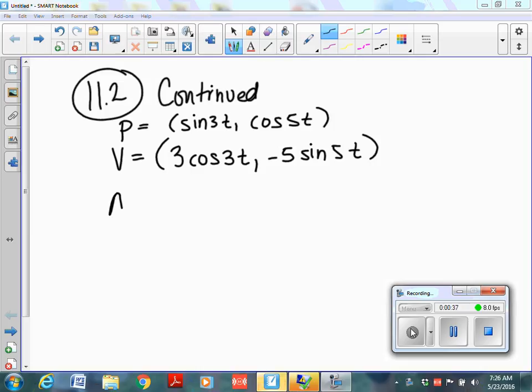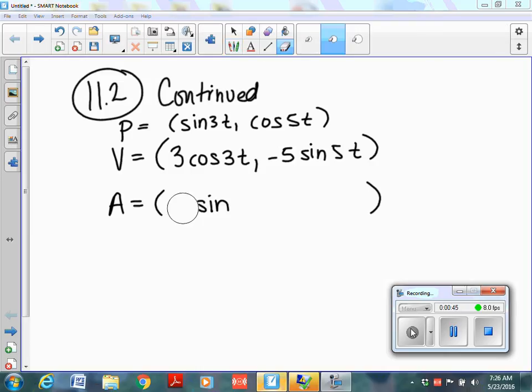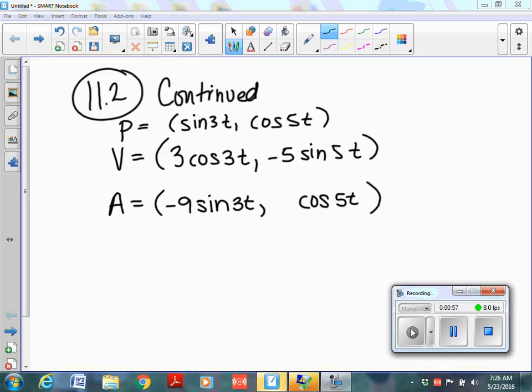So to find the acceleration, I just take the derivative of that. The derivative of cosine is a negative sine. I leave the inside alone, then I take the derivative of it, which makes a negative 9. The derivative of sine is cosine. Leave the inside alone, take the derivative of that, which makes 25.